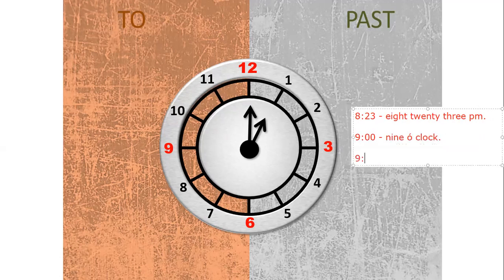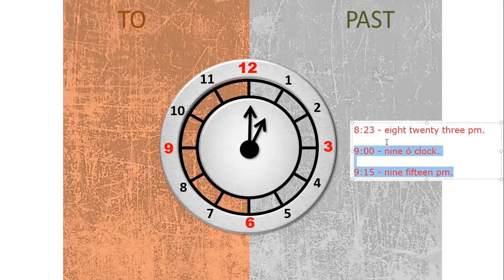If you want to say maybe 9:15 p.m., for example, quarter past nine. Exactly. That's the other way. Esa sería la otra forma, me dice. But very good, excellent. Esta es la forma regular porque decimos primero la hora y después los minutitos, okay?